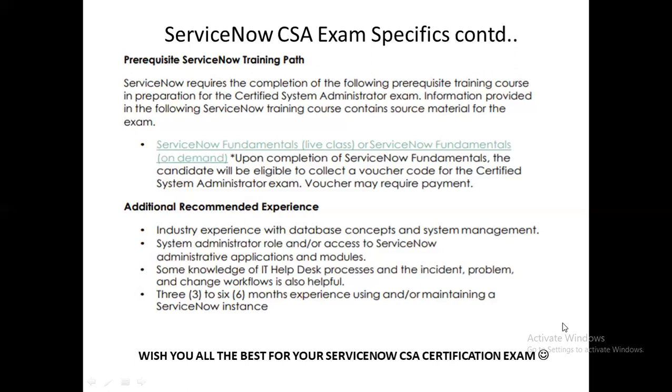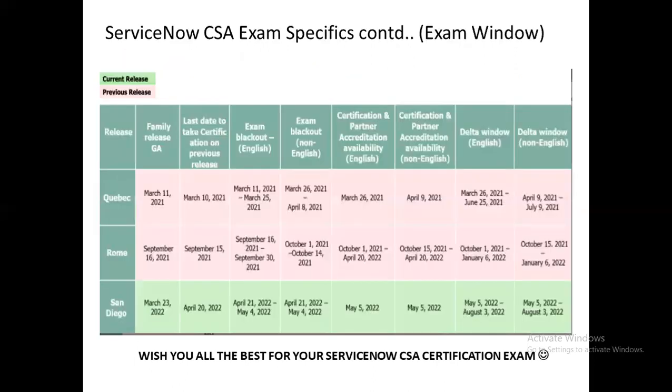However, it is important that you understand CASA, and it is always advisable that you do CASA first. After that, only you should do any other exam, because this gives you fundamental knowledge of ServiceNow, right? But again, because this particular topic is focused on CASA, we will not go beyond it right now. So again, I wish you all the best for your ServiceNow certification exam for CASA. Now let's talk about the new topic here.